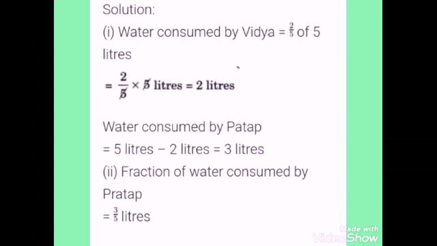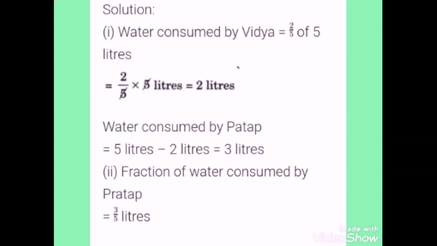So, the water consumed by Vidya is equal to 2 by 5 of 5 liters, which is equal to 2 by 5. Of means we have to put the multiplication symbol. So 2 by 5 into 5 liters. See, 5 and 5 get cancelled, which is equal to 2 liters. So Vidya consumed 2 liters of water.